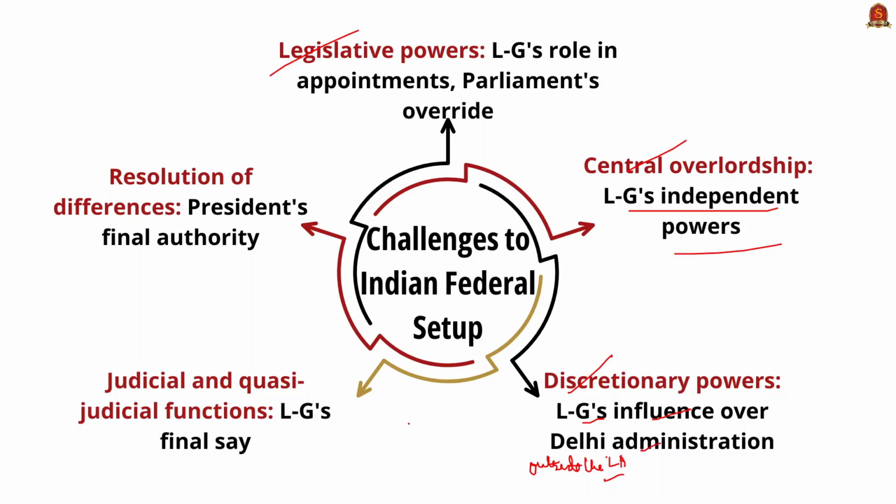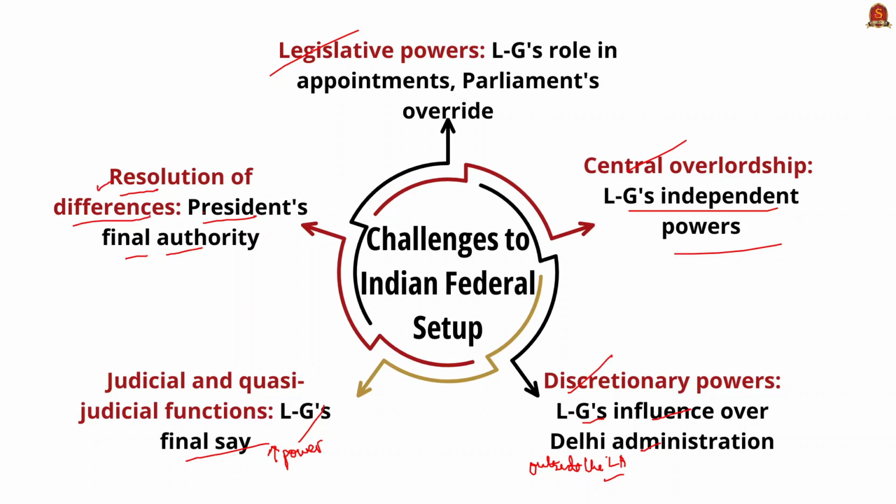This contrasts with other states where the governor mostly acts on the advice of the State Council of Ministers, preserving the state's autonomy. The LG's final say in judicial or quasi judicial matters adds another layer of central oversight, bypassing the elected government's influence. When there is a conflict between the LG and the elected government, the LG can refer the issue to the President, whose decision is final. This process can sideline the elected government's decision, leading to central authorities' dominance over regional matters. Thus, there is resolution of differences.